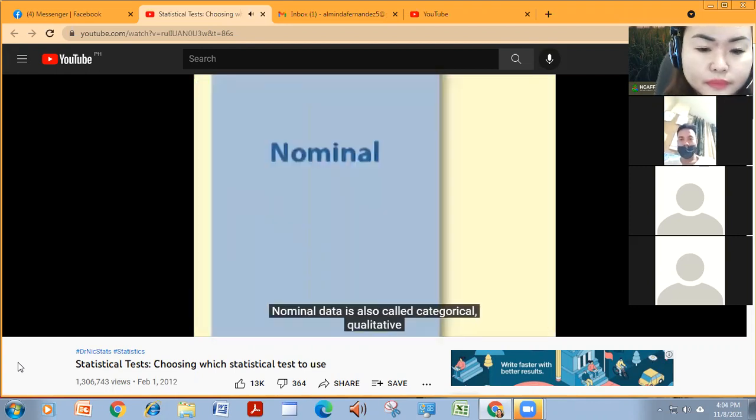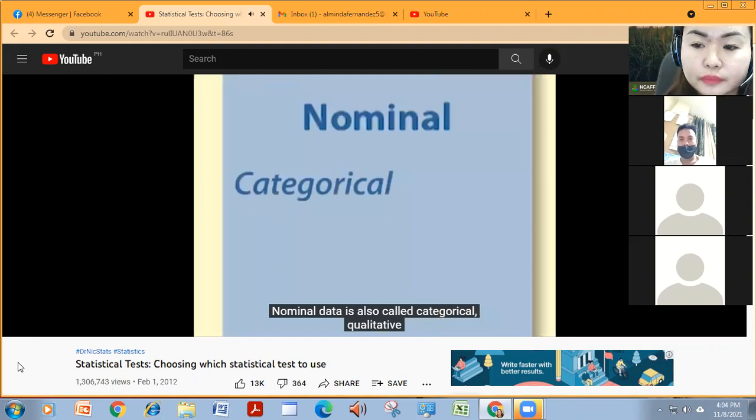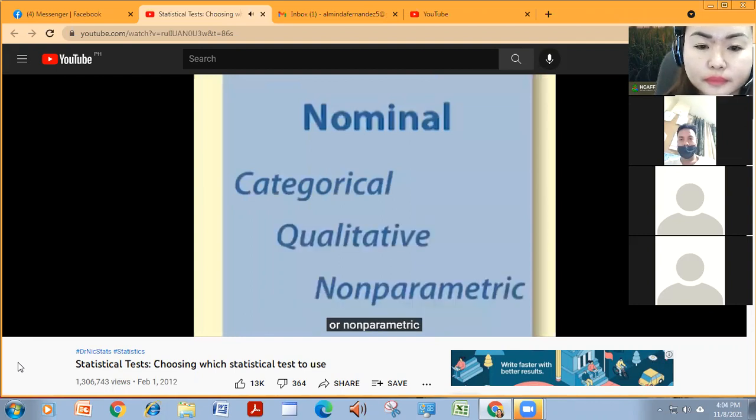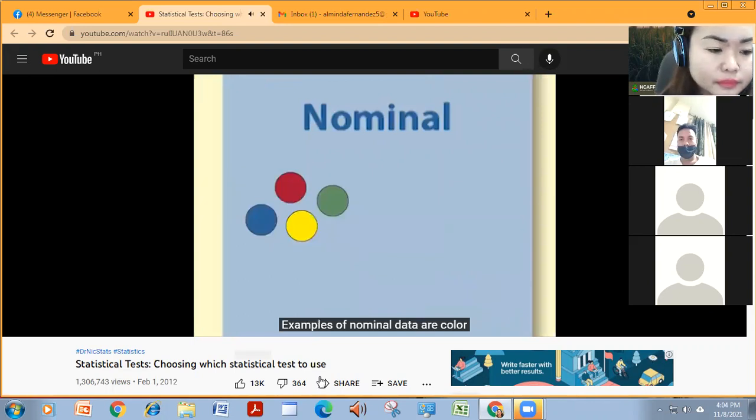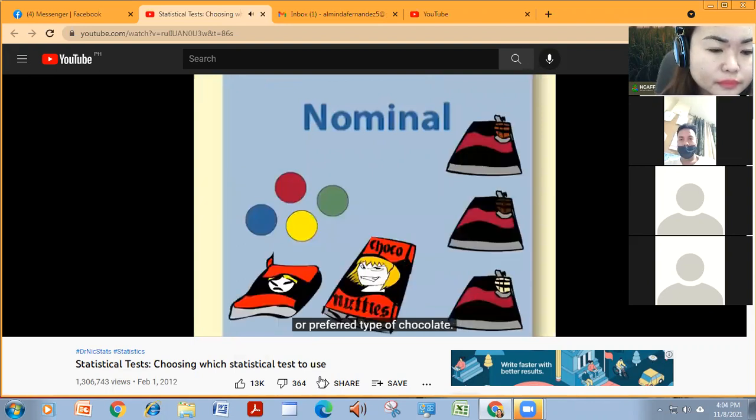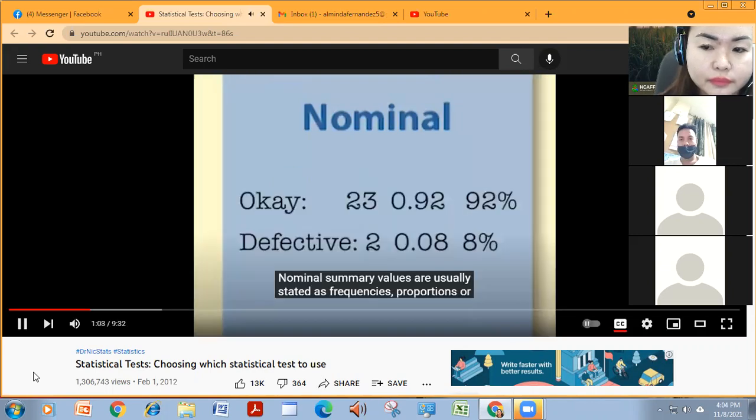Nominal data is also called categorical, qualitative or non-parametric. Examples of nominal data are colour, whether parts are defective or not, or preferred type of chocolate. Nominal summary values are usually stated as frequencies, proportions, or percentages.